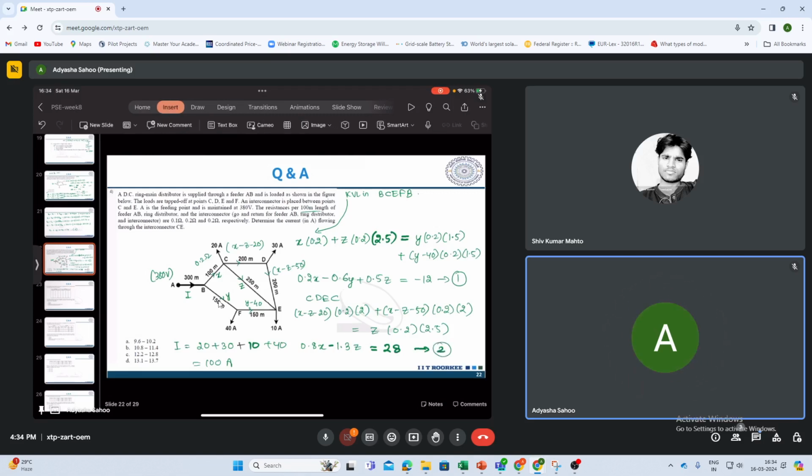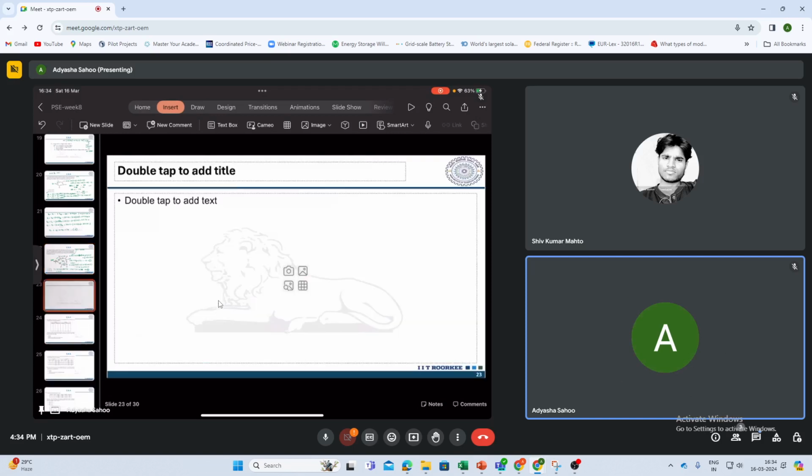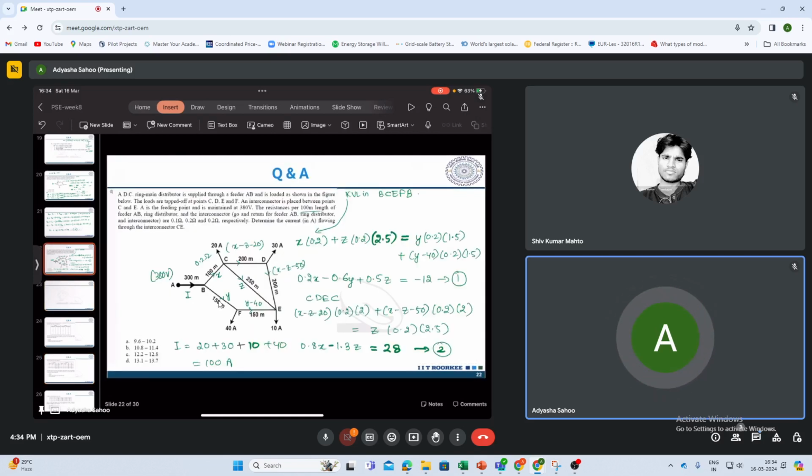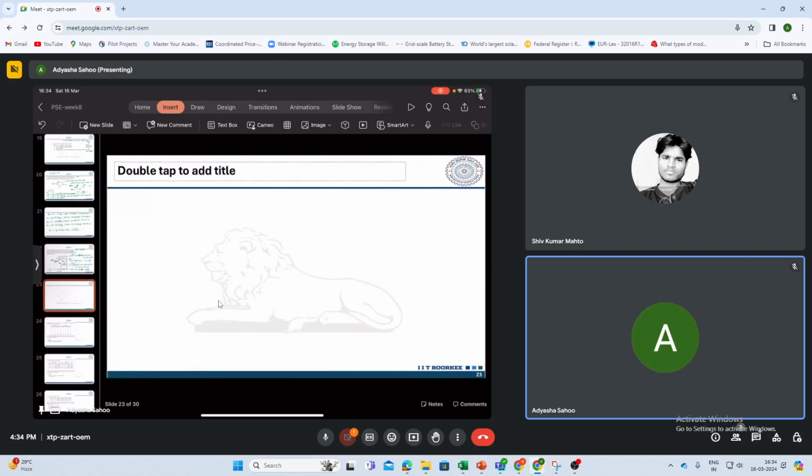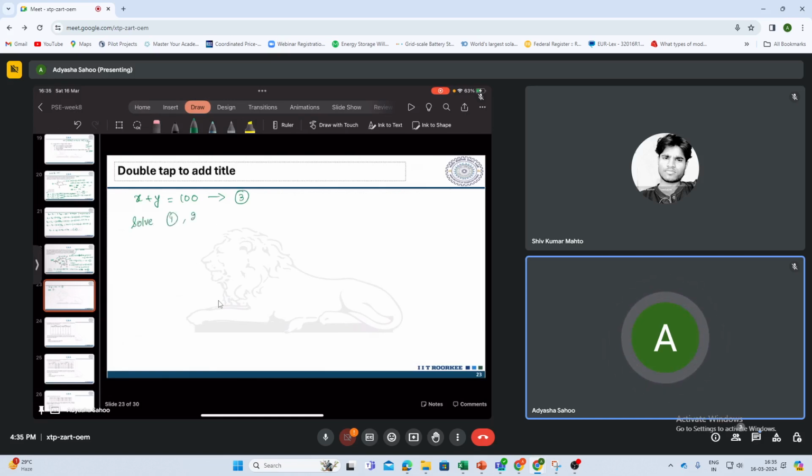Now last, another KCL we need to write. So KCL at node C, if we write, or at node B, then X plus Y is 300. Sorry, X plus Y is 100. So X plus Y is the total current that is input, that is 100. So that gives us equation 3. Now let's solve 1, 2 and 3.